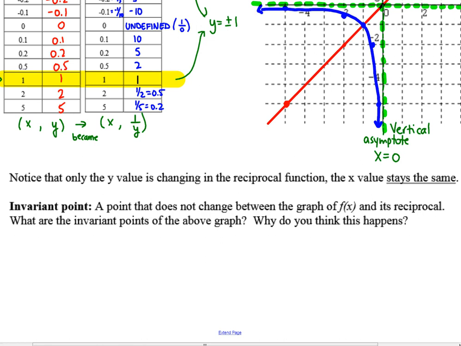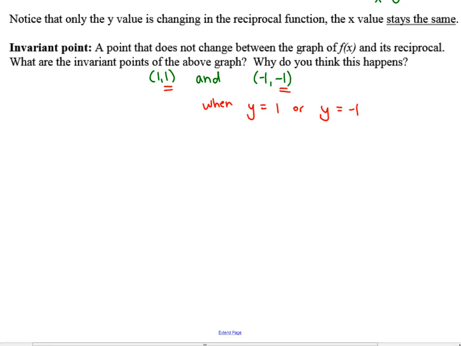Just don't touch it. Okay, notice that the y value is changing in the reciprocal of the function. So we talked about that. If I had a point of (5, 5), when we take the reciprocal, it becomes (5, 1/5). That's a great multiple choice question. Okay, so we only take the reciprocal of the y value. Invariant points are when y, where are the invariant points on this graph? (1, 1), and the other one was (-1, -1). And this happens when our y values are 1 and negative 1. Okay, so when y is equal to 1 or y is equal to negative 1. The x's might be different. Because when we take the reciprocal of that, it's still the same number.